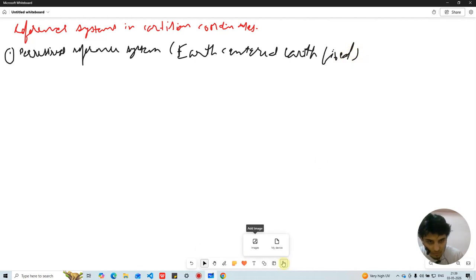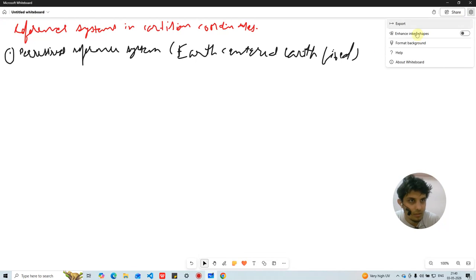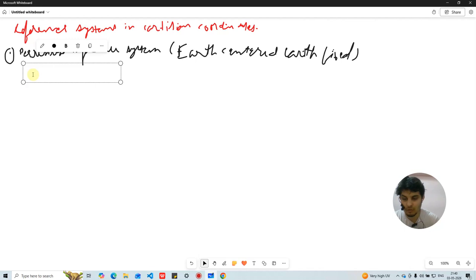Okay, let me check if there are any settings that I could change, this is behaving pretty weirdly. Yeah, there are some settings: enhance ink shapes, format background. Okay, let's see how this helps. Oh actually I can also type here, yeah, it's better to type.